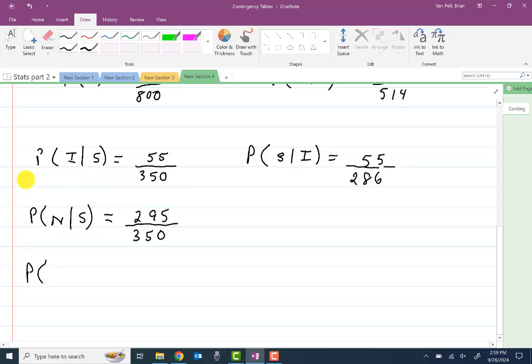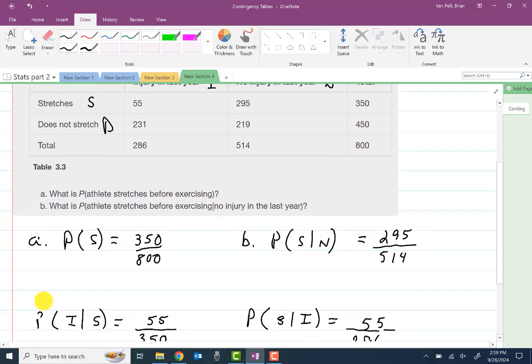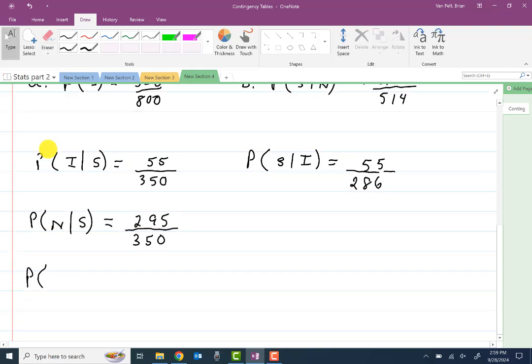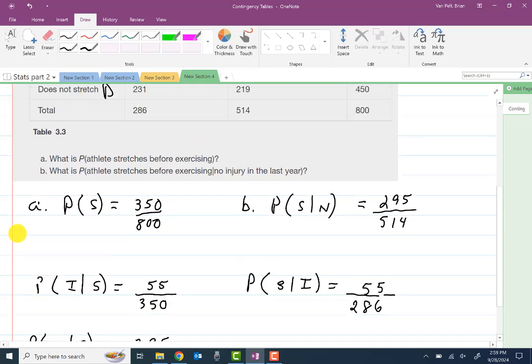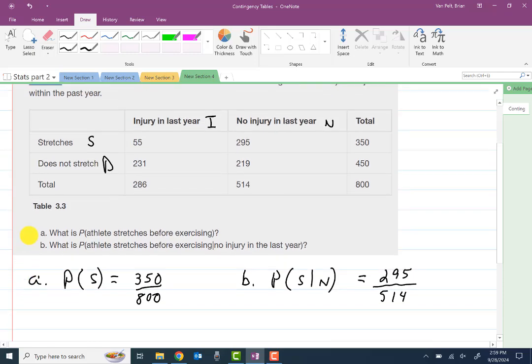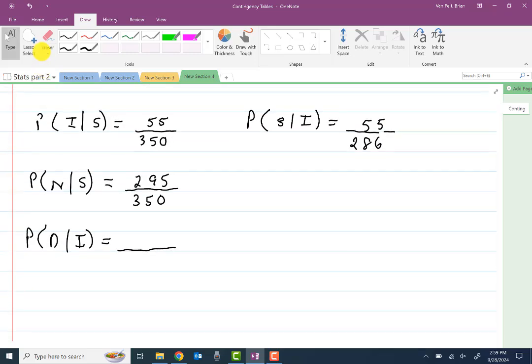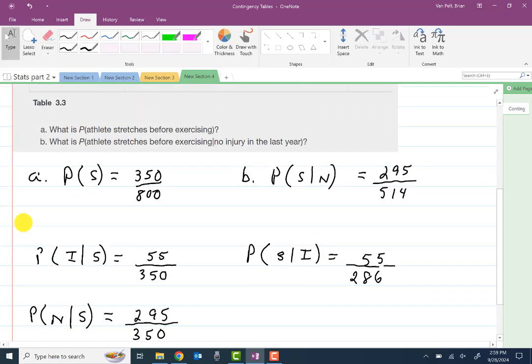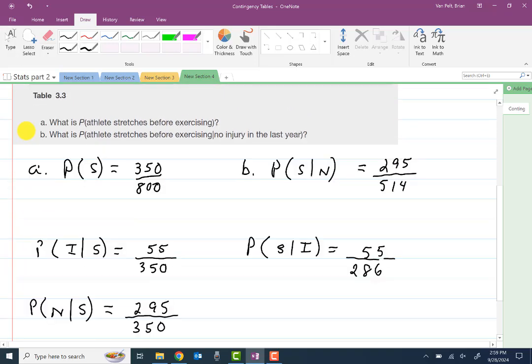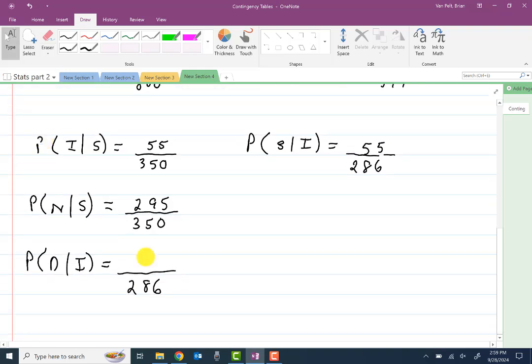What would be the last one? We have I given D. We didn't get the D's in here, so we'll have does not stretch and injured. So how many injured people were there again? 286. Of those 286 injured, how many did not stretch? 231.